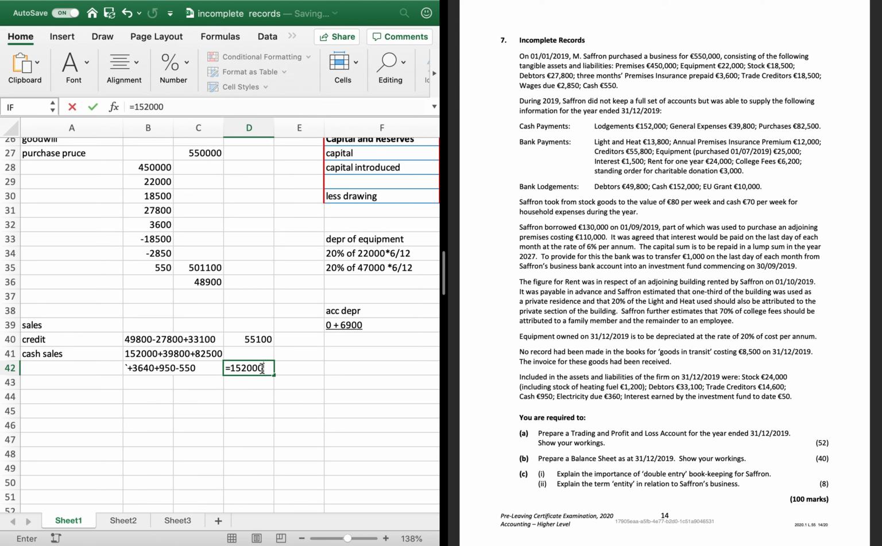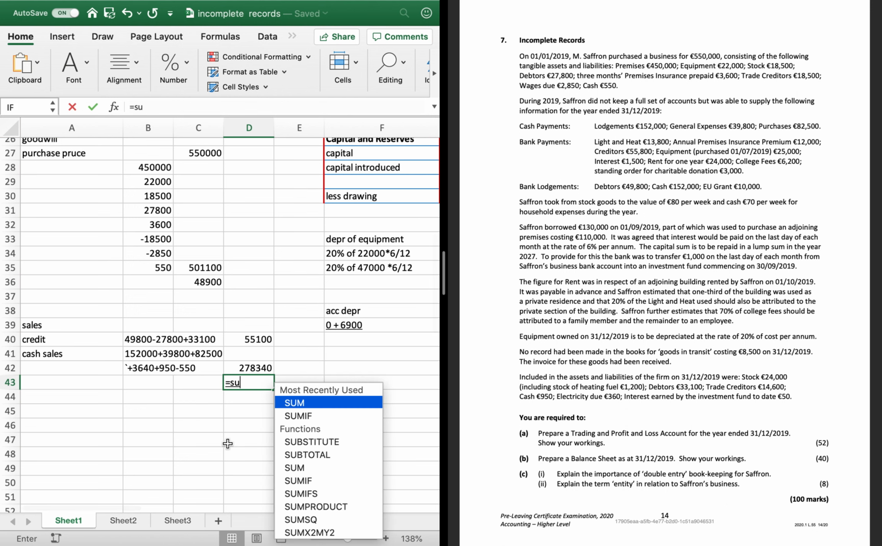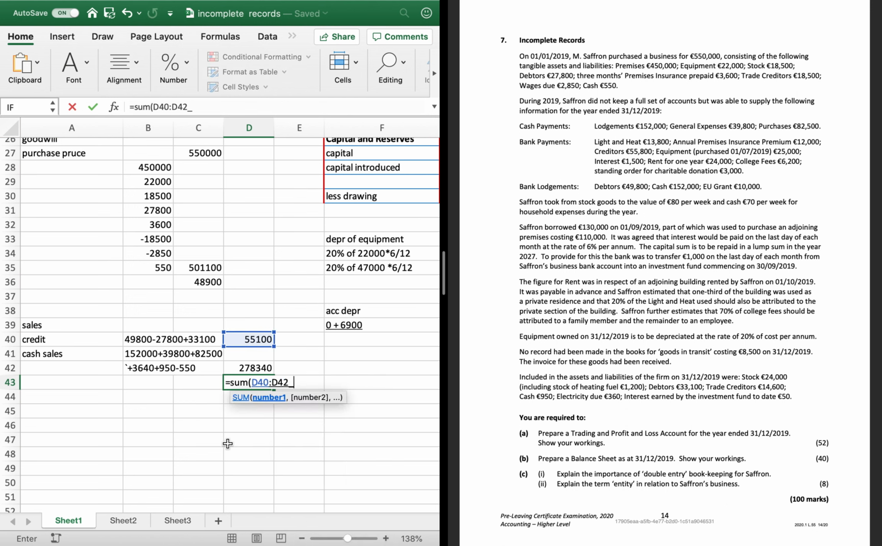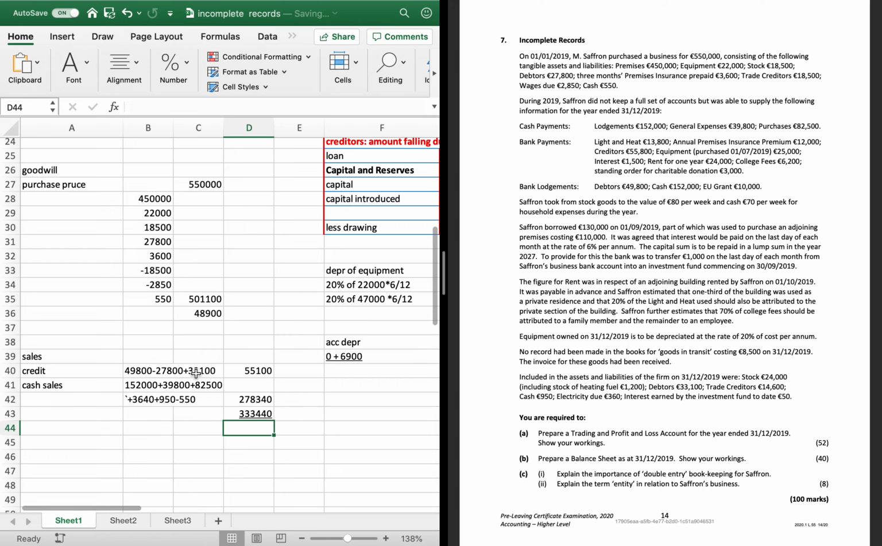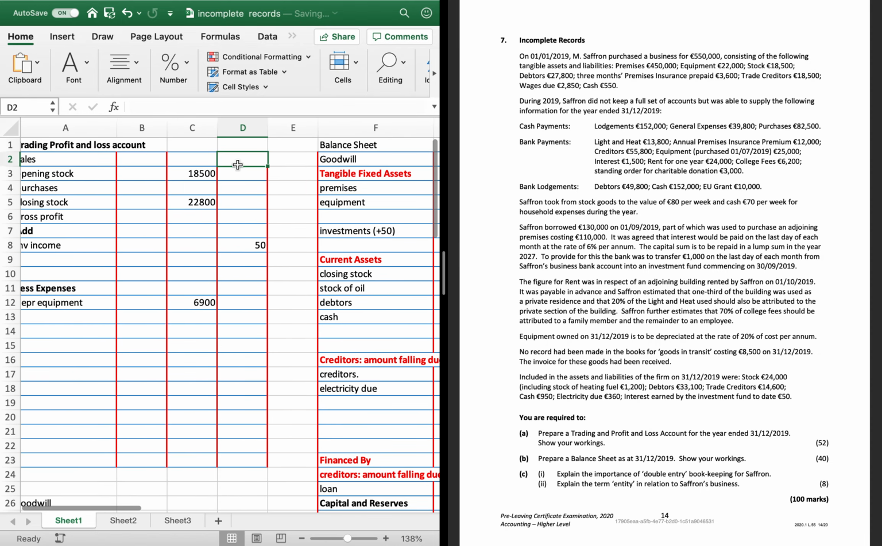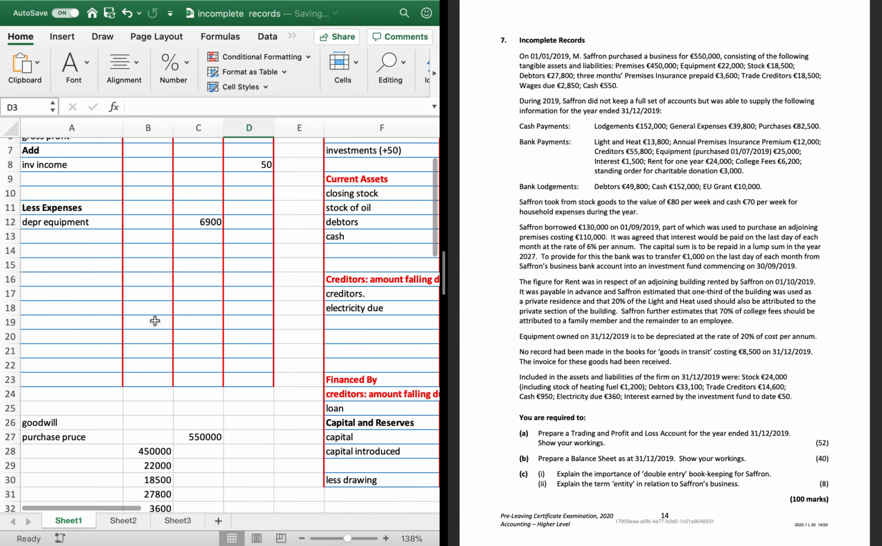That's 152 plus 39.8 plus 82.5 plus 3,640 plus 950 minus 550. So it's 278,340, which we'll add on. And that'll give you your sales of 333,440, which will be probably 10% of your exam. So it's really important you know how to do that.